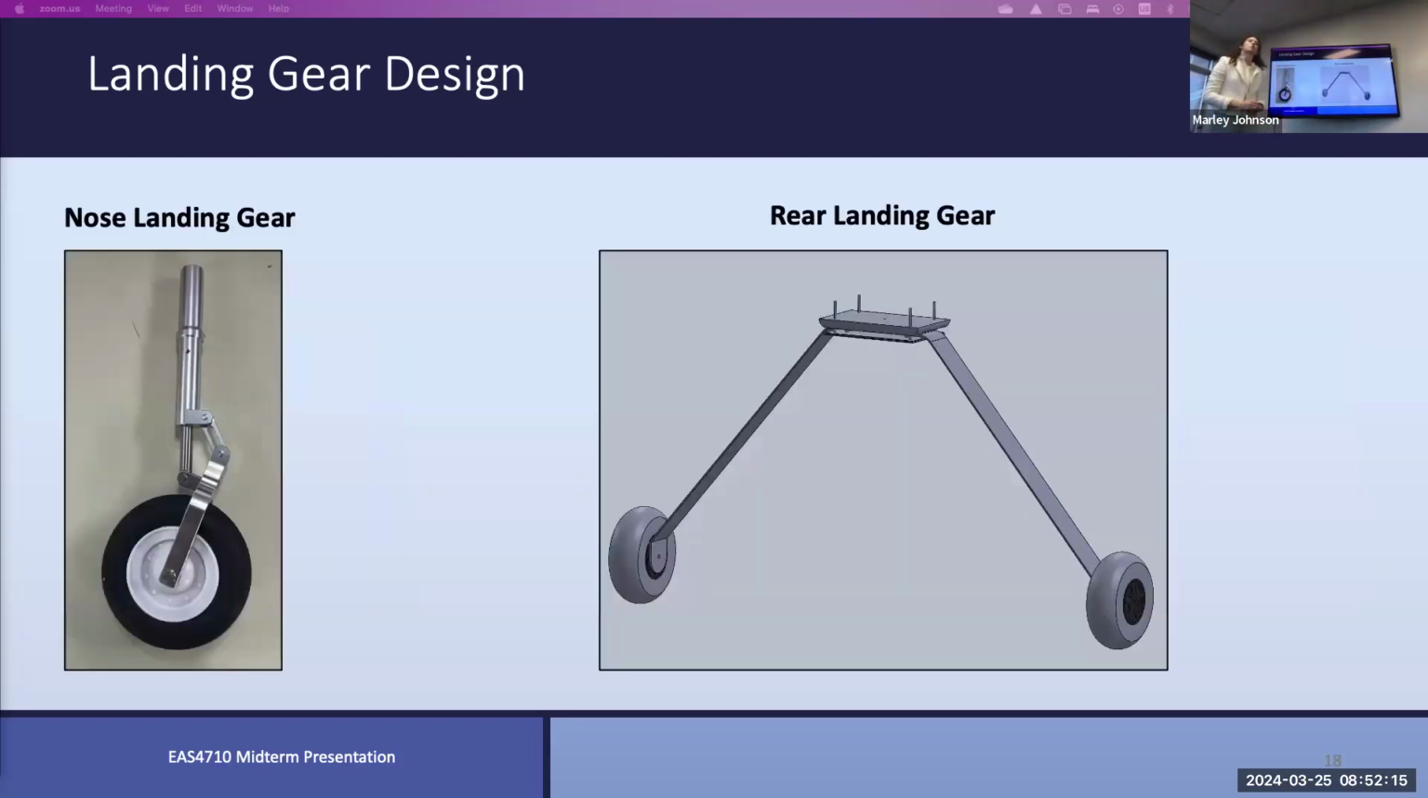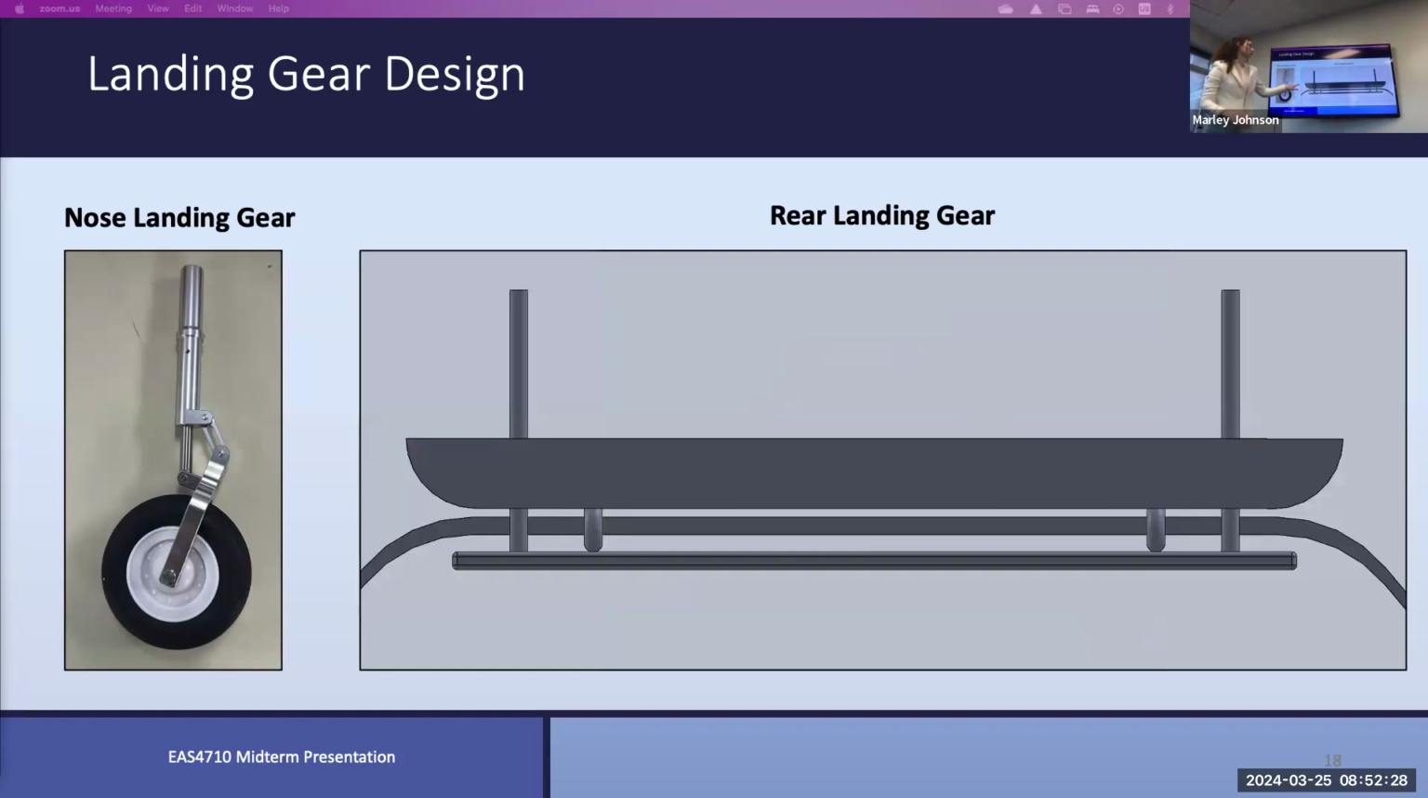On this slide, you can see pictures of the nose landing gear and designs. For the rear landing gear, one of the highlights that I want to show you is that our connection site for the landing gear to the fuselage allows for flexing in the flat section of the landing gear, which will allow the system to have better spring. Additionally, these two circles here are rubber O-rings that will improve the damping of the system.